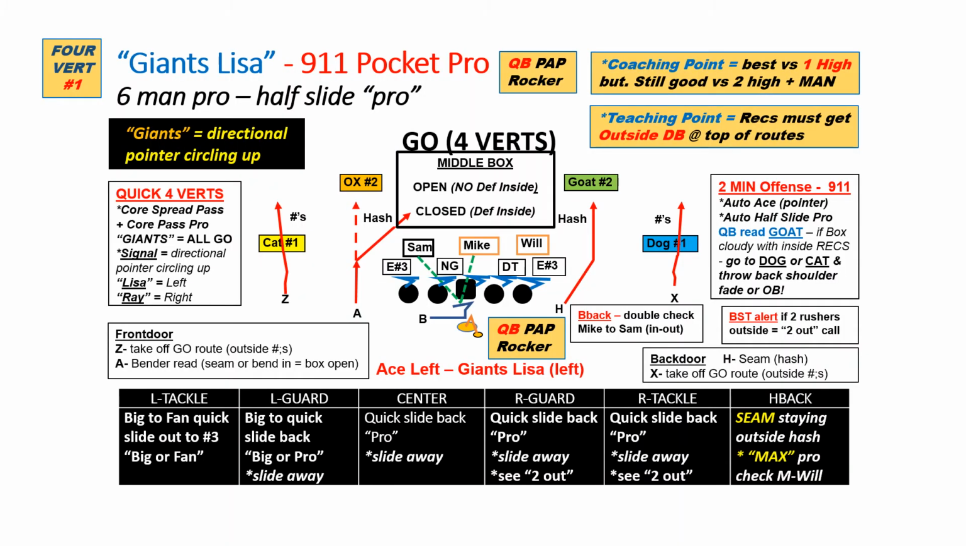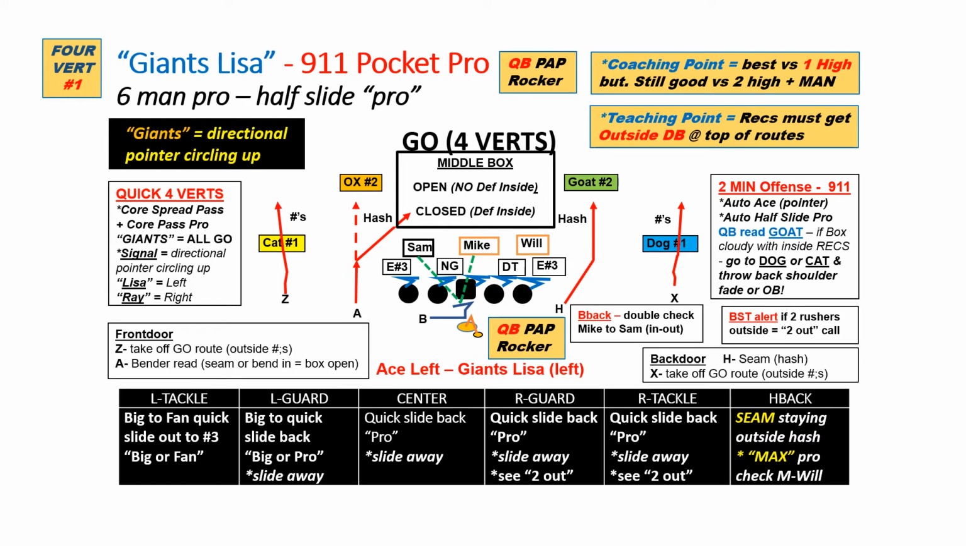Here then is our four verts. We love using this as our start to our play action pass progression, and you'll see the sequence here. Great way to attack different coverages and use different mismatches. First one is just our Giants. We use a Major League Baseball theme here, and then we use first name as our direction to set the front side for the pass pro.